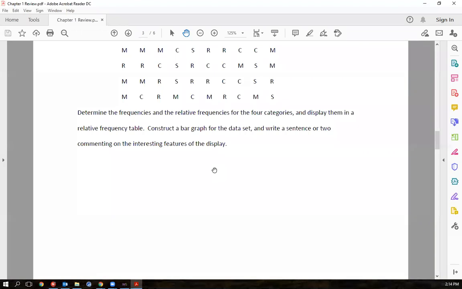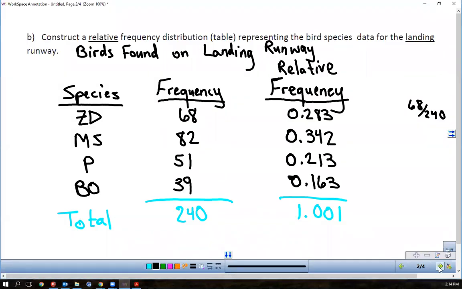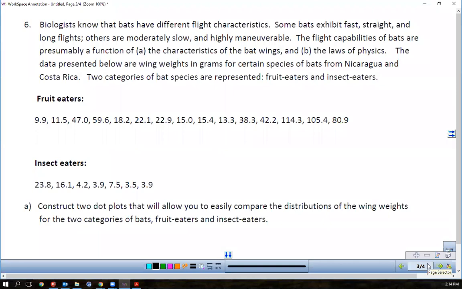Okay, let's see how much we can get done of number 6 before the evil bell catches us. Without reading all the details, they've basically given us the wing weights of 2 different kinds of bats, fruit eaters and insect eaters. And A asks us to construct 2 dot plots that will allow you to easily compare the distributions. So if you want to write this on here, you can.